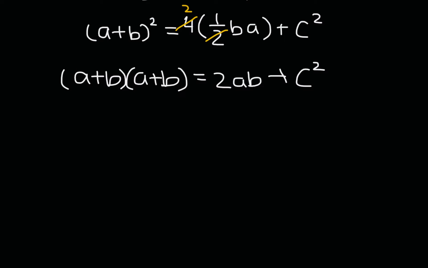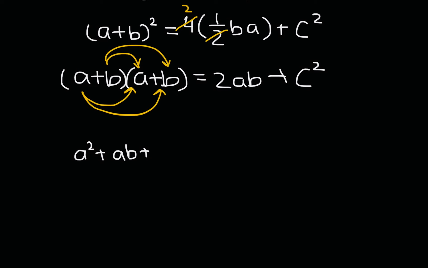And on the left-hand side, let us expand this one by one. So you have to take the first term in the first bracket and multiply it by these 2 terms first. What we get is a times a, which is a squared, plus a times b, which is ab. And then you go on with the second term in the first bracket, and you have to multiply by these 2 now. So you end up with b times a, which is again ab, and you have b times b, which is b squared. And on the right-hand side, we still have 2ab plus c squared.